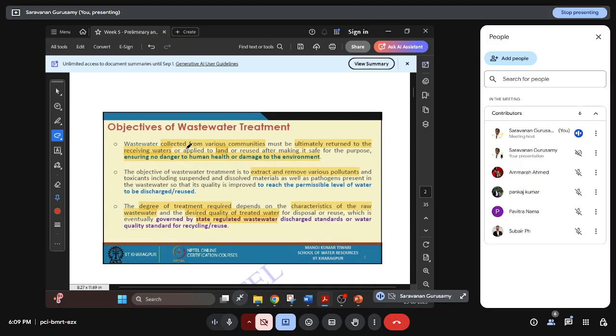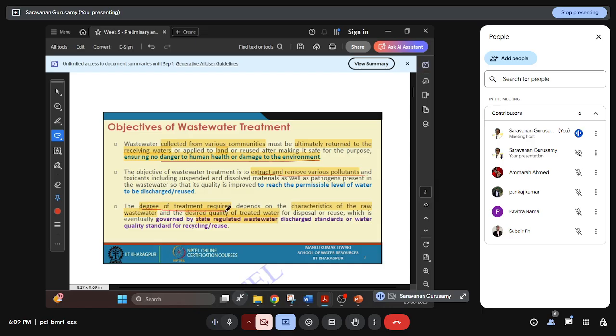The objective of the wastewater treatment system is that whatever wastewater is collected from various communities needs to be treated so that we ensure no danger to human health and no damage to the environment. That much treatment needs to be attained. So extracting and removing various pollutants is the main objective.